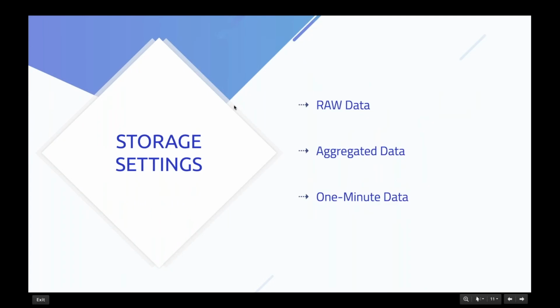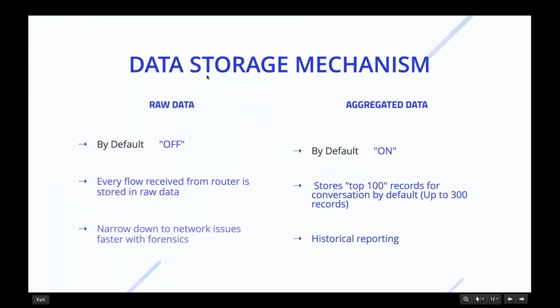The storage settings. NetFlow Analyzer from ManageEngine uses multiple mechanisms of storing the data. We use something called raw data, aggregated data, and 1-minute data to populate the information in the multiple views that you see in NetFlow Analyzer. Let me first explain what raw data is. Raw data is the information that we receive from the devices or the interfaces. We don't parse, aggregate, or manipulate the information sent from the devices. It is just dumped in the database of NetFlow Analyzer.